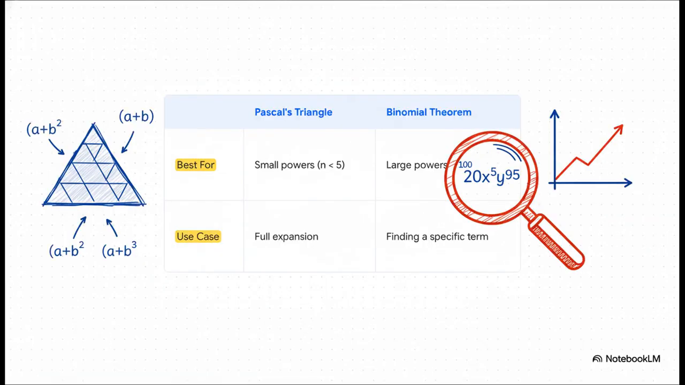So, what's the big takeaway here? It's simple, really. You have two tools, and you just have to pick the right one for the job. If you've got a small power and you need the whole expansion, Pascal's triangle is your best friend. It's fast and visual. But if you have a huge power, or you just need to find one specific piece of the puzzle, the binomial theorem is the only way to go.